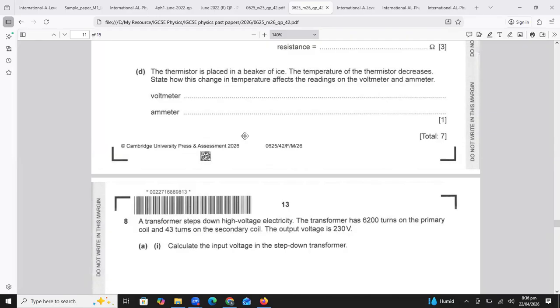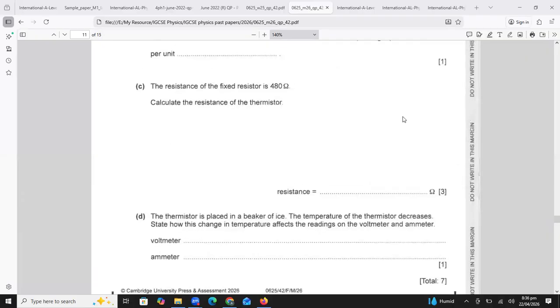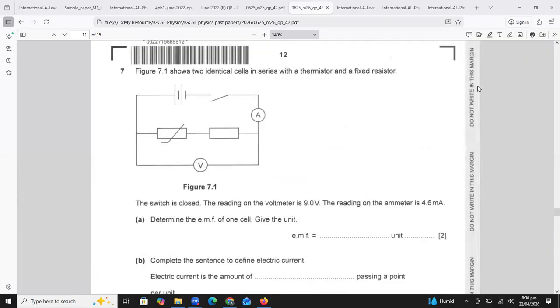So now they are saying the temperature of the thermistor decreases. State how this change in temperature affects the reading on the voltmeter and ammeter. And this question has a weightage of 1 mark only. So it's a very easy question, students.